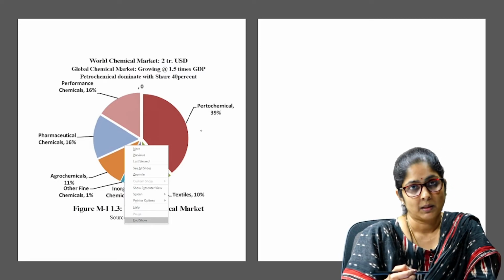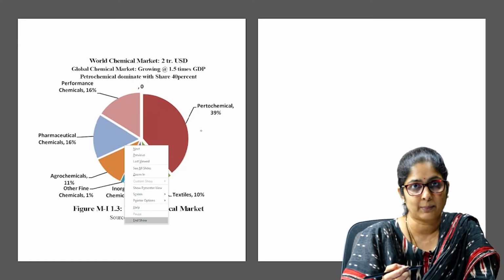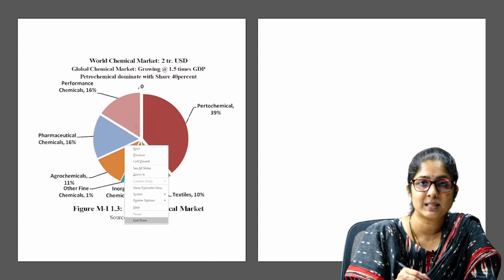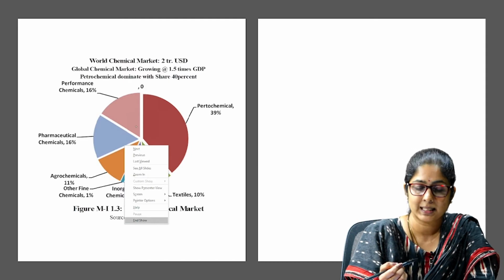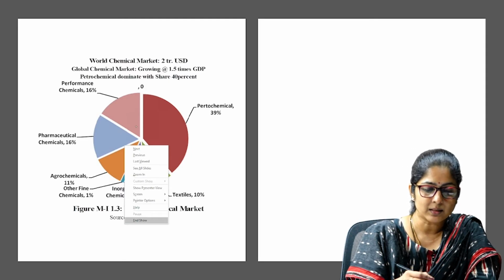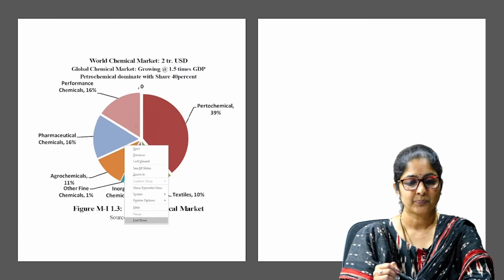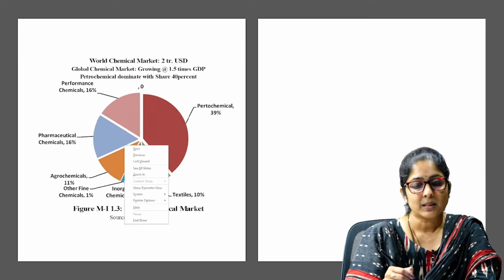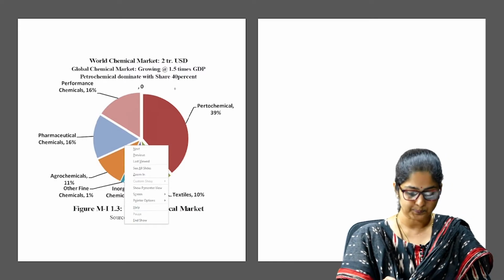Similarly, the next large market will be the pharmaceuticals, the drug manufacture or healthcare chemicals. The third category, similar to pharmaceuticals, is the performance chemicals. For example, rust inhibitors are one of the performance chemicals. Apart from that, there are other chemicals occupying various areas in the world chemical market. This world chemical market is for the year 2008, and it also shows a 1.8 times growth in the GDP.